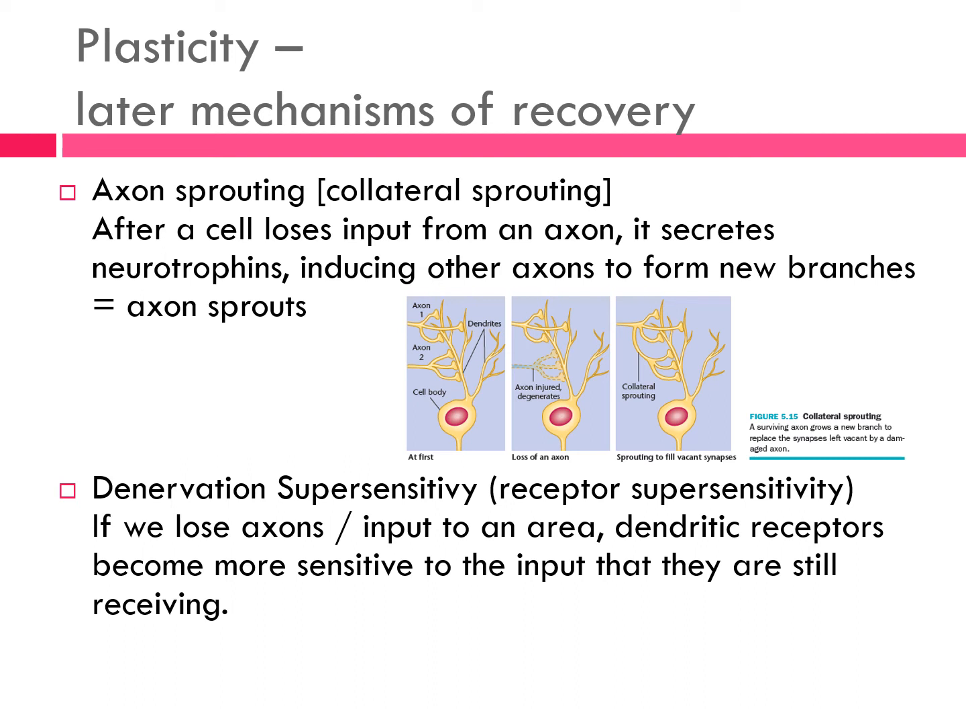Another thing we see that can help, and again, both of these have complications where they can hurt us as well, is denervation supersensitivity, or really the supersensitivity of the receptors of the receiving neuron. So if I'm the receiving neuron and I'm losing my axons or input to an area, then my dendritic receptors are starting to become more sensitive to the input that I am still receiving.